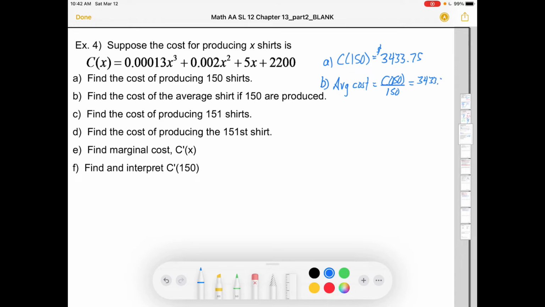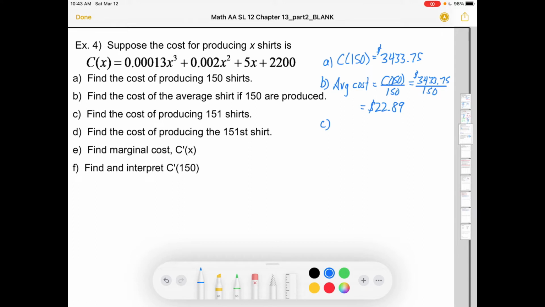So we would have 3433.75. That's the cost of making 150 t-shirts. And then we just spread that out between the 150 t-shirts. Again, you can type that into your calculator. You'll get that it's $22.89, the average cost. Pretty high. If we made more t-shirts, maybe that average cost would come down. Maybe it wouldn't. I don't know. But it might be something that we'd be interested in if we want to optimize our business model.